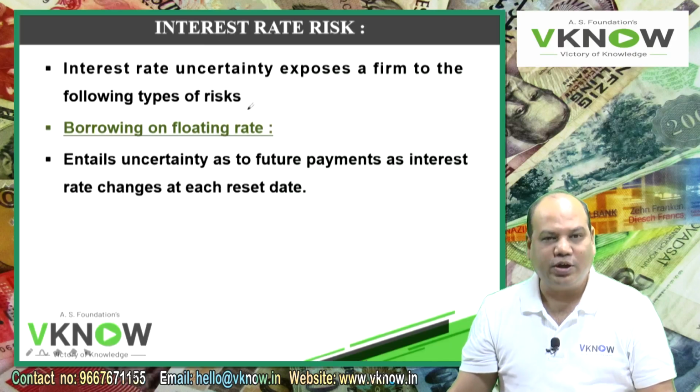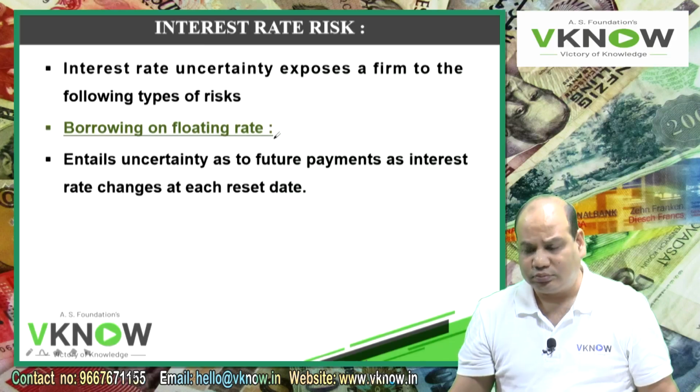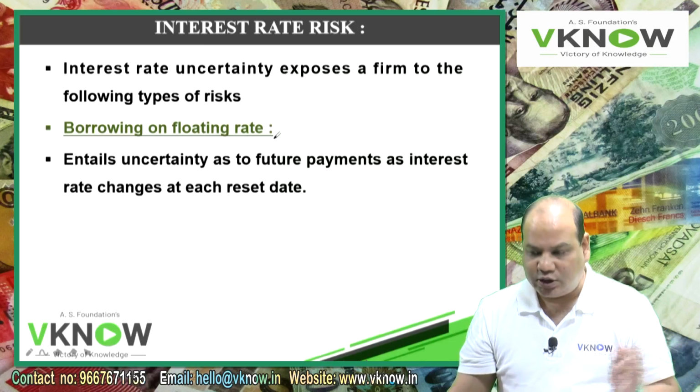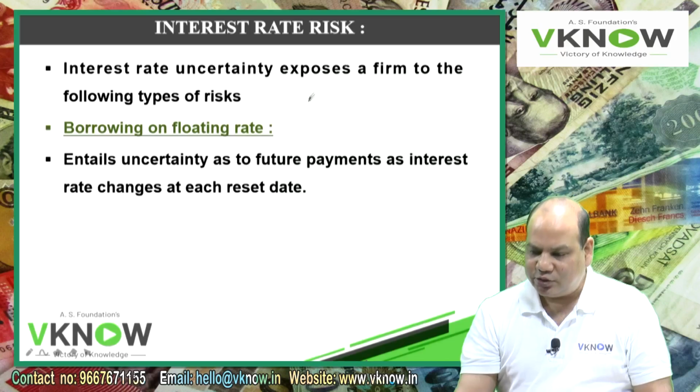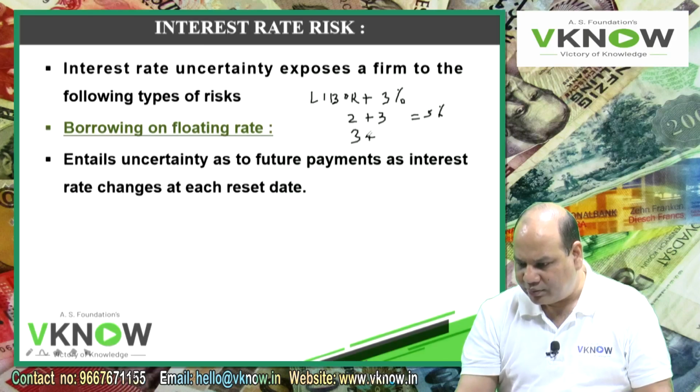One full chapter you have studied interest rate risk management. And there we have seen, if you have borrowed on floating rate basis, suppose you have borrowed from UK on floating rate, LIBOR plus 3%, and then the LIBOR started going up. If the LIBOR starts rising, you will be required to pay more and more interest. So LIBOR was 2, so you were paying 5, but then the LIBOR in the next period became 3, so you will pay 6. LIBOR becomes 4, you will pay 7.